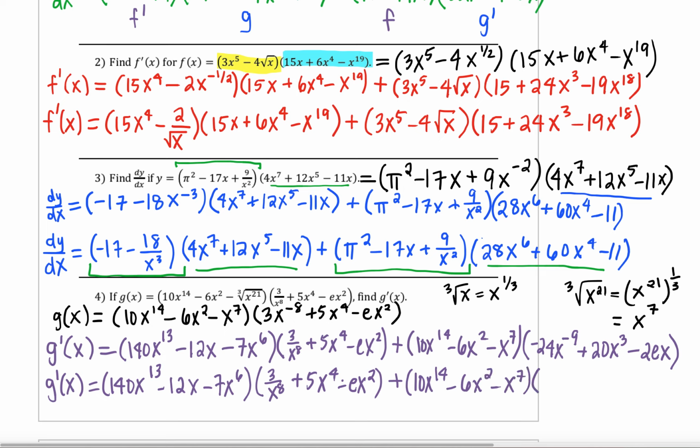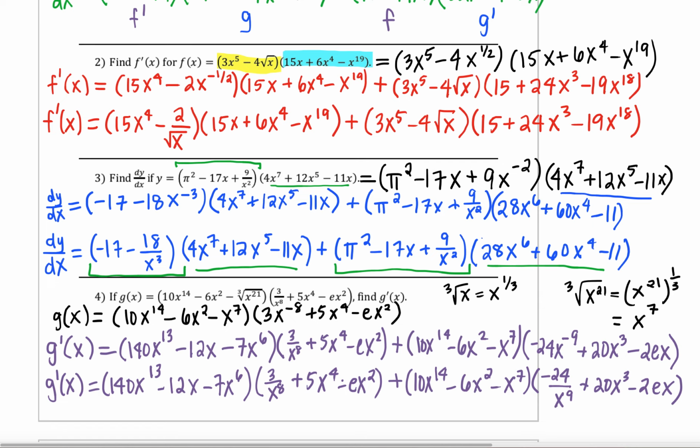And now in our derivative of our second function, the most I can do is just rewrite that x to the 9th back down in the denominator, and it will become x to the positive 9th, then plus 20x to the 3rd minus 2e times x. And that would be kind of our more simplified form of our derivative.